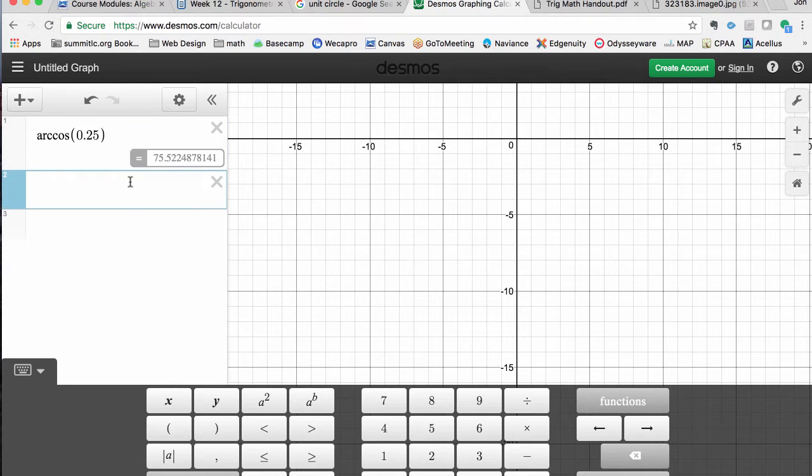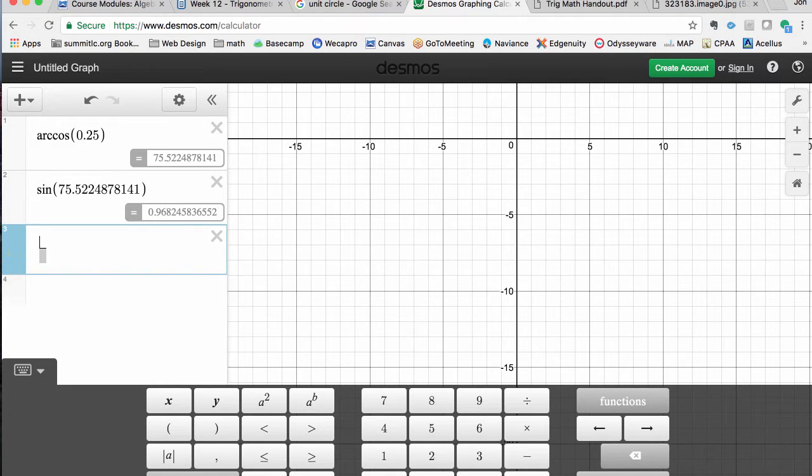All right, so let's find out what the sine of 75.5224878 is. That's what the sine of that angle would equal. But we wanted to double it, right? And let's just double check. We found the sine of that angle was exactly square root of 15 over 4. Let's check our square root of 15 over 4. Oh, look at that. There's the sine of the angle. We exactly figured it out from the Pythagorean theorem as square root of 15 over 4, but we can check it using our calculator as well.